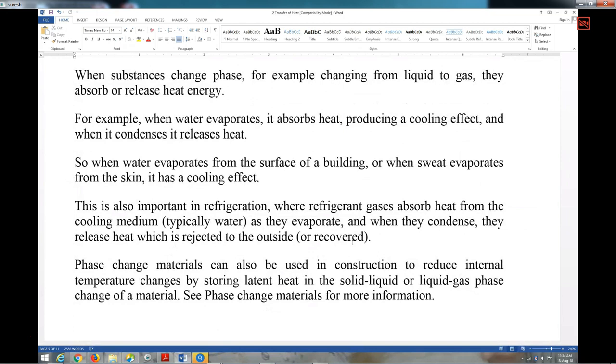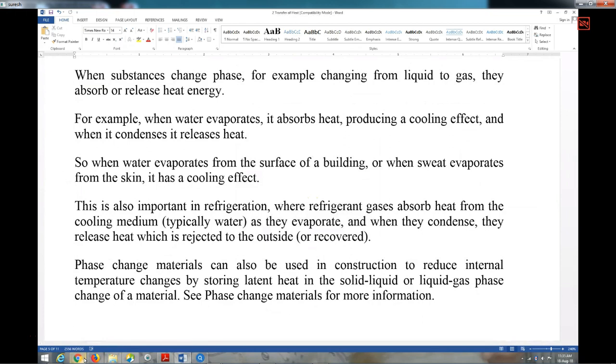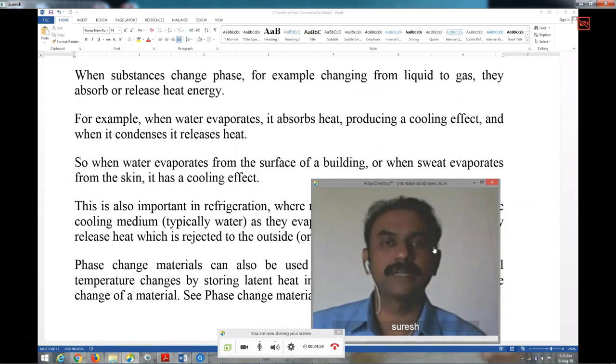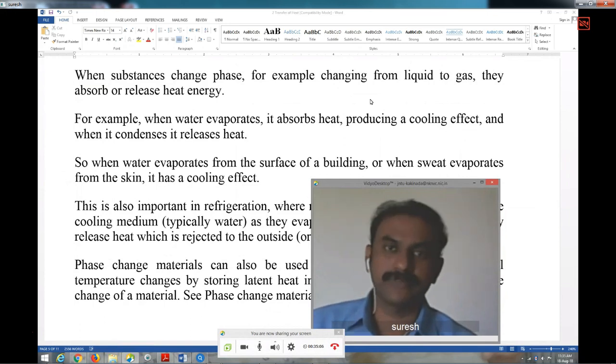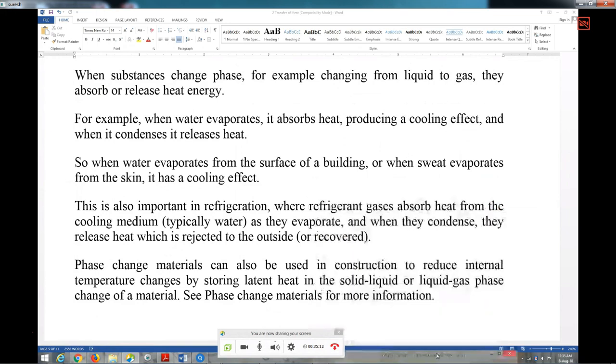So this principle we have seen in the case of thermal power plants. In a thermal power plant, the heat that is generated is absorbed by the water, which converts into steam. Then the steam strikes the turbines, and after finishing its work, it condenses into water droplets, losing its heat in the process.